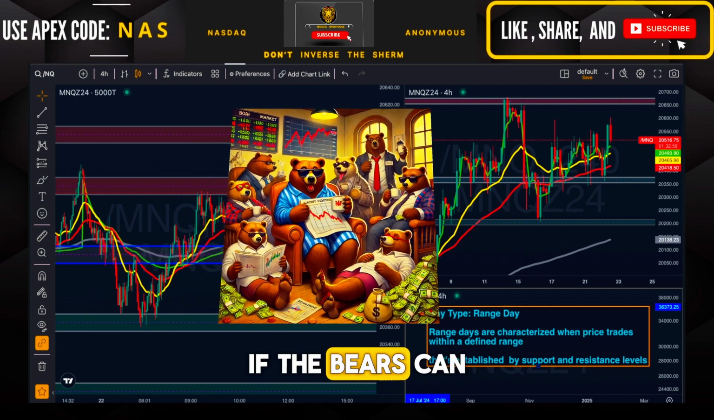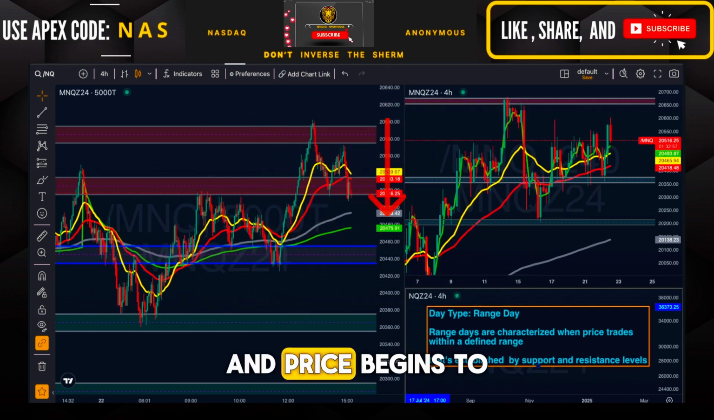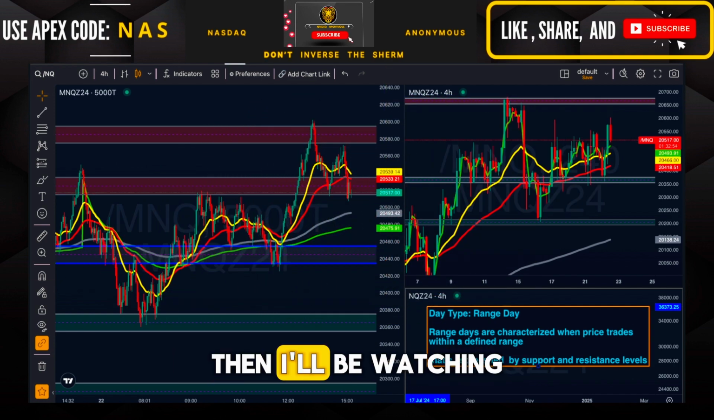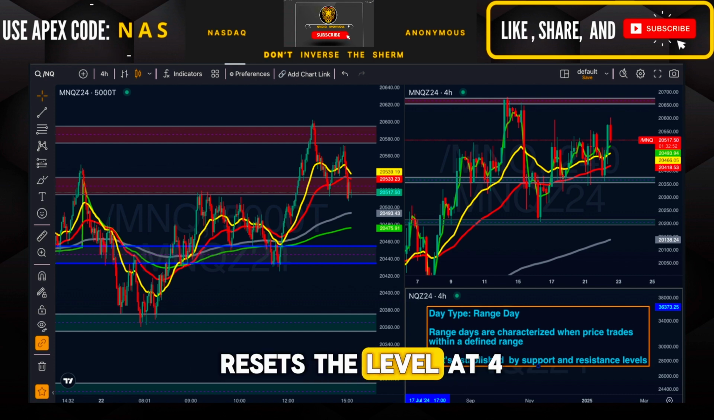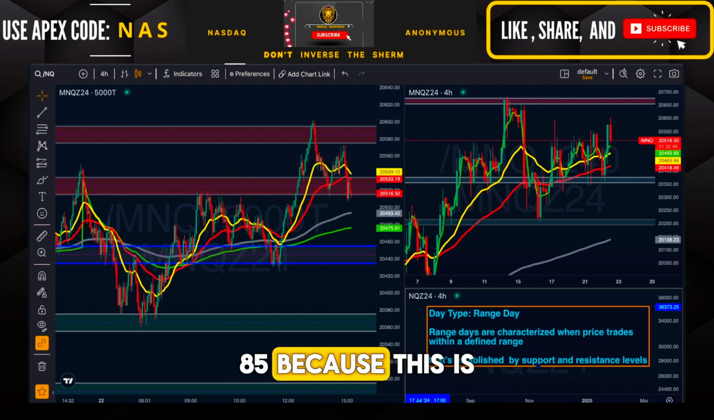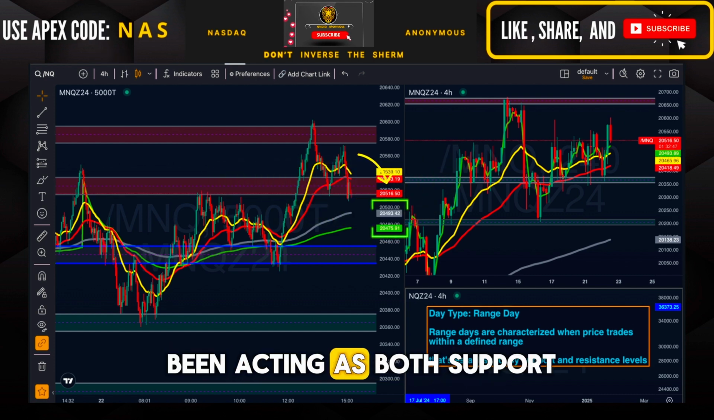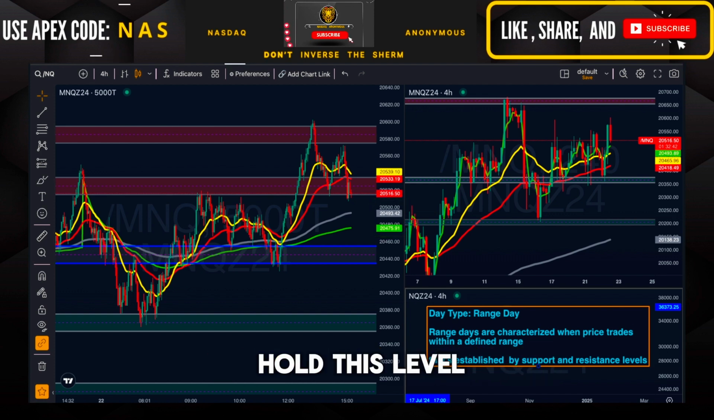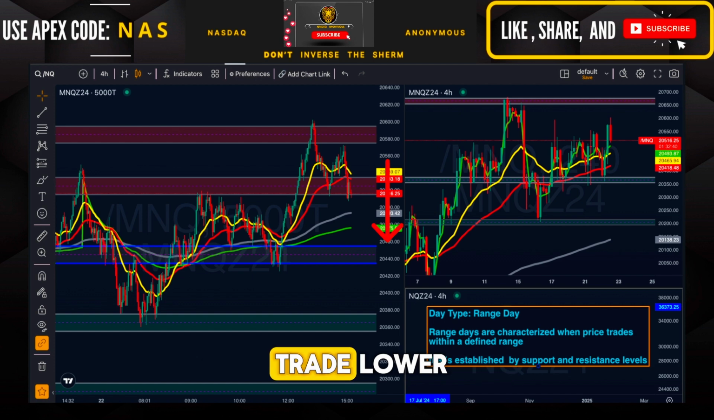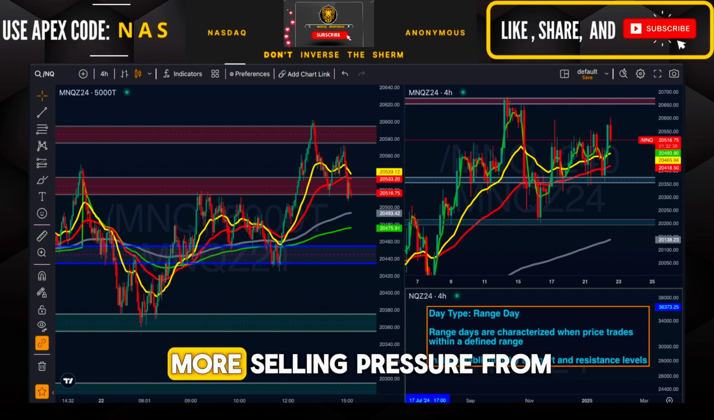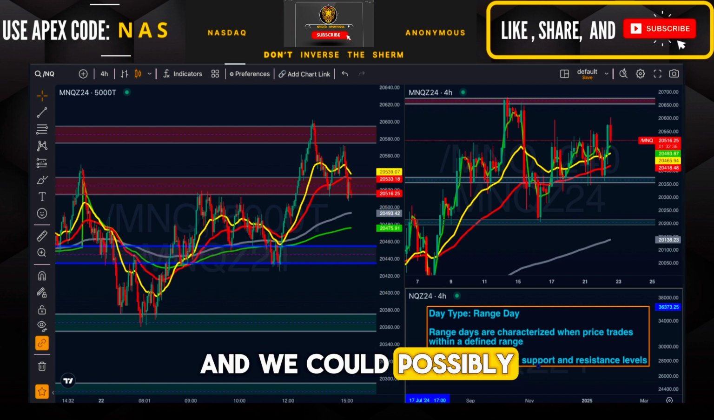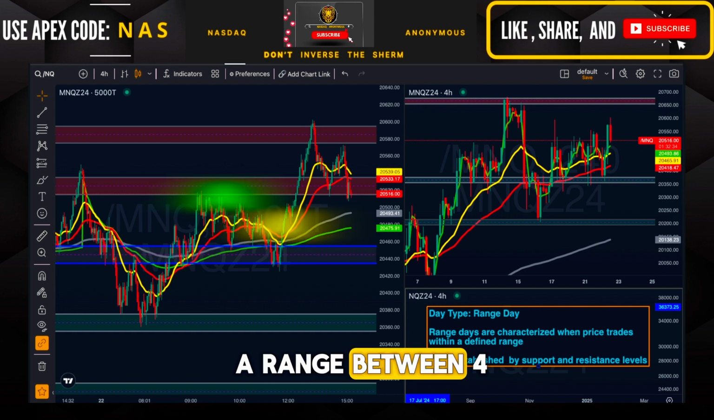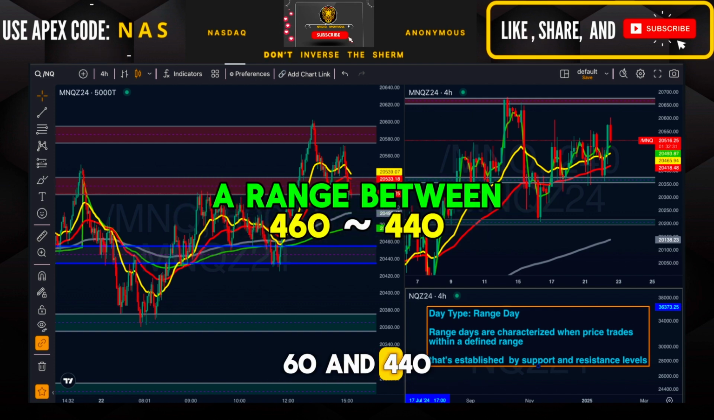However, if the bears can regain control overnight and price begins to trade lower, then I'll be watching the reaction when price retests the level at 485, because this is the level that has been acting as both support and resistance. And if the bulls fail to hold this level and price continues to trade lower, then this would signal more selling pressure from the bears, and we could possibly see a retest of a range between 460 and 440.